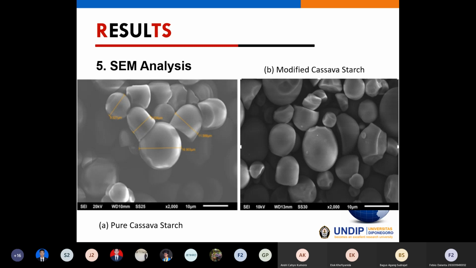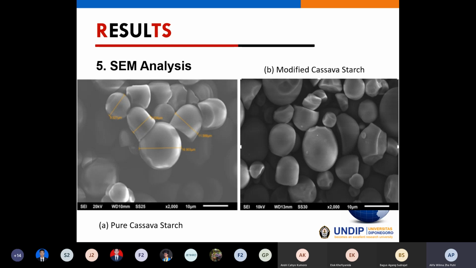For the SEM analysis, we compare the pure cassava starch, the cassava starch before modification, and the modified cassava starch, after the modification. We can see that the pure cassava starch is smooth, while the modified cassava starch is extensively eroded by many cracks and has some irregularity. And the modified cassava starch looks smaller than the pure cassava starch.